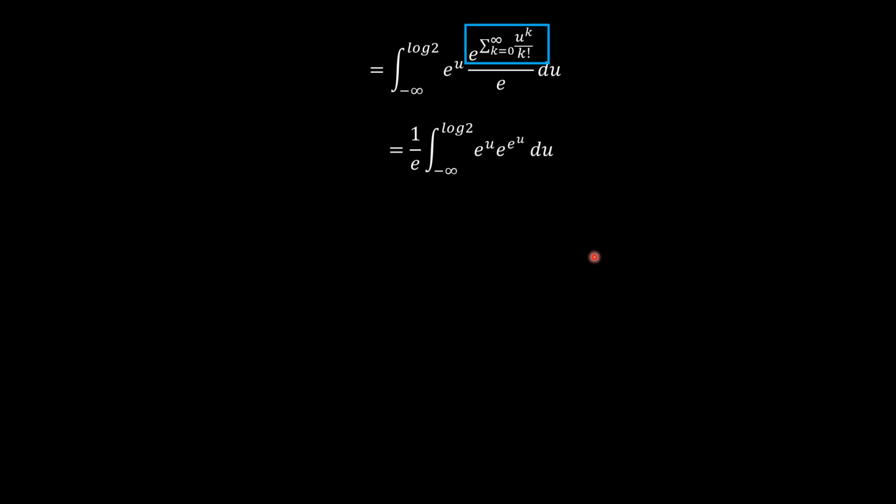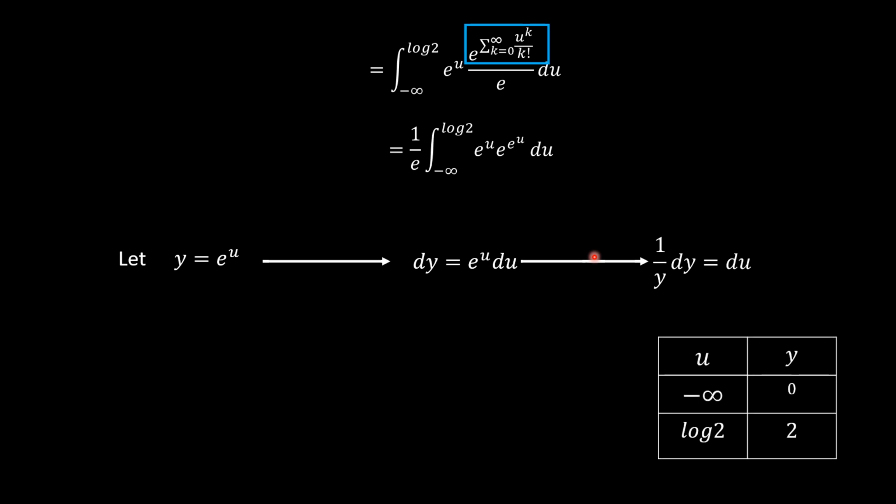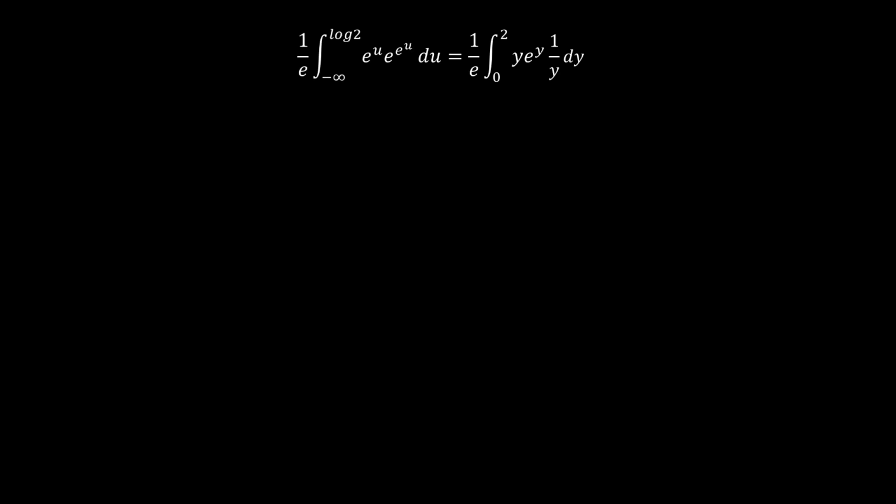Now, this is a straightforward integral, but just to make it obvious, we can say let y equal e to the power u, so that dy is the same as e^u du, and therefore 1 over y dy is the same as du. And then when we plug in the limits, negative infinity, e to the power negative infinity tends to 0, so y tends to 0, and at log 2, e to the power log 2 is the same as the value 2. And so now the integral becomes 1 over e times the integral from 0 to 2 of y times e to the power y times 1 over y dy.